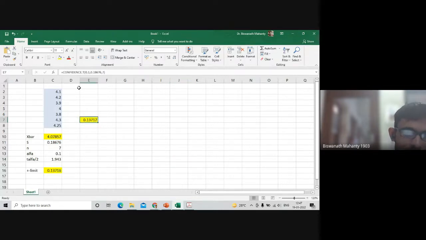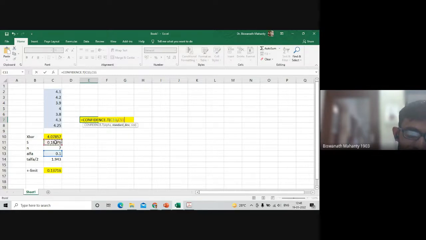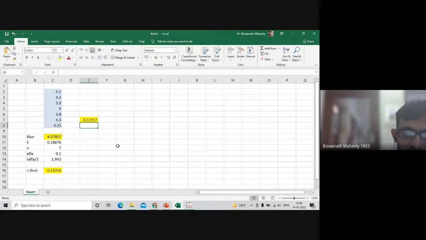And how am I getting it? I'm calculating the confidence using T distribution, and it is telling you. You need not memorize everything. It will tell you. You see, when I'm putting this, it is asking alpha. Alpha is 0.1. Then standard deviation, I just now calculated. And size is 7. So you always need not memorize. I'm getting 0.13716 by formula, and when I'm doing manual calculation also I'm getting the same. So I hope you understood this point. Is it okay to understand? Yes or no?